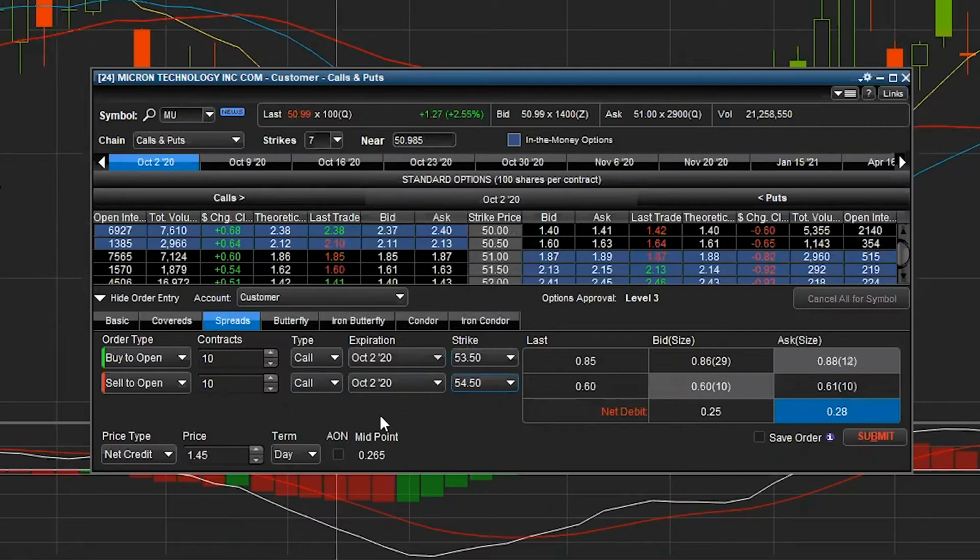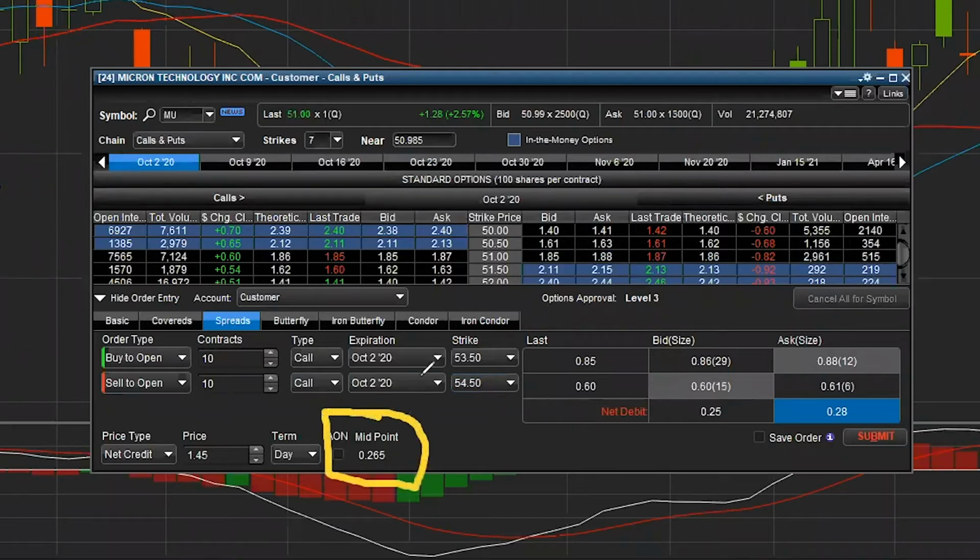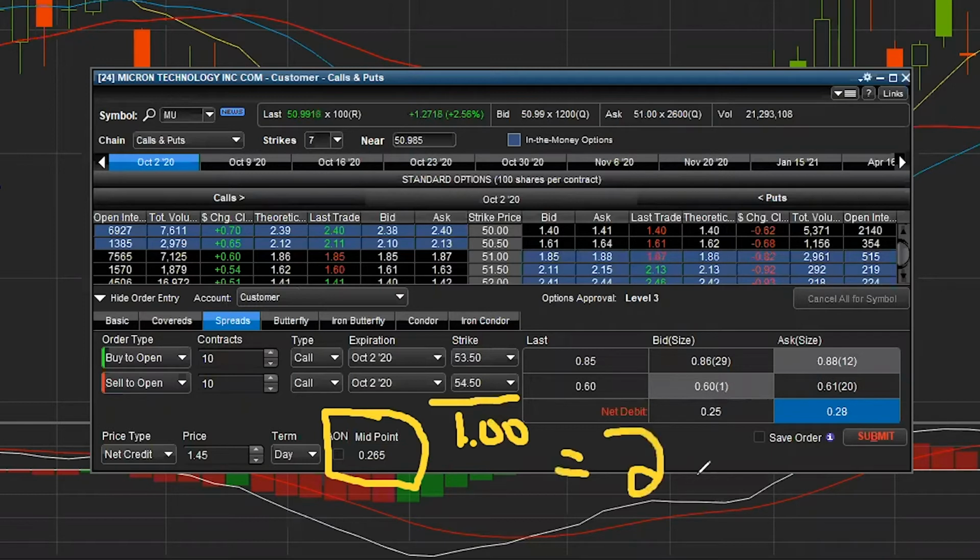Now you can see this spread here is going for 27 cents a contract. So if you think this stock's going to go higher, it's going for 27 cents to be worth the max of the difference between the two strikes. So $1. So 1 divided by 0.27. That's a 270% return.